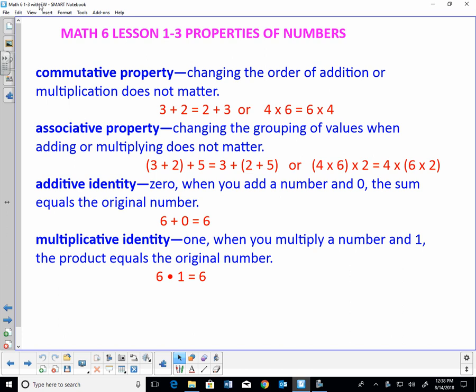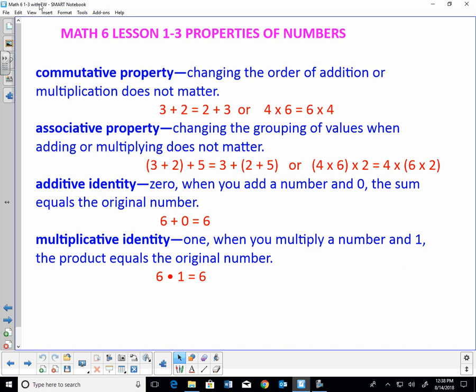The commutative property says changing the order of addition or multiplication does not matter. For example, 3 plus 2 is equal to 2 plus 3. 3 plus 2 is 5, 2 plus 3 is 5. It does not matter what order you add things, the answer doesn't change. It does not matter what order you multiply things, the answer does not change. 4 times 6, 6 times 4, both equal 24. I either have 4 groups of 6 things or 6 groups of 4 things. Either way, I have 24 things.